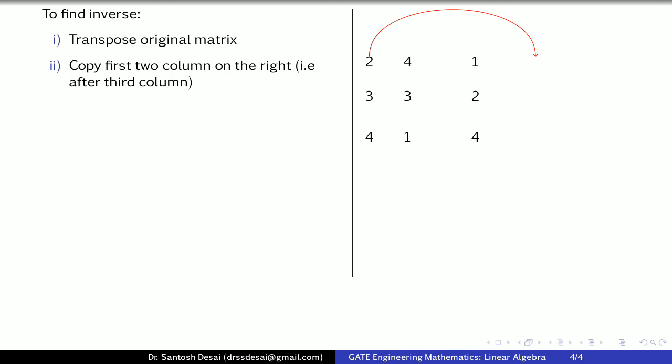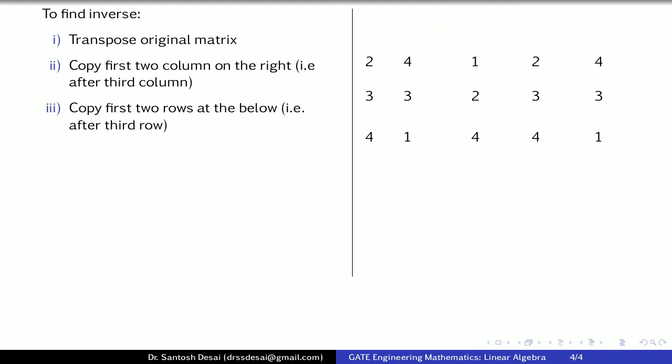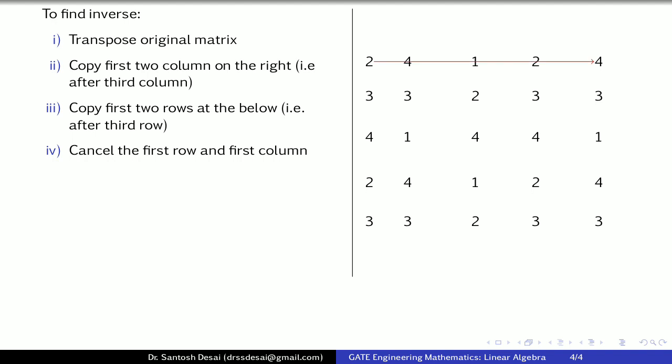So we will get 2, 3 and 4. Also we have to copy the second column. So we will get 4, 3 and 1. Then copy the first two rows at the bottom, that is, after the third row. After copying the first row, we then copy the second row. So we will get this new matrix. Then now cancel the first row and first column. So we cancel the first row and first column.